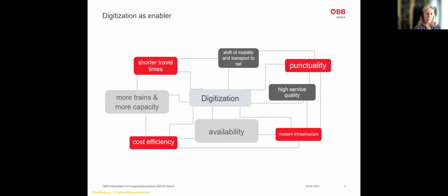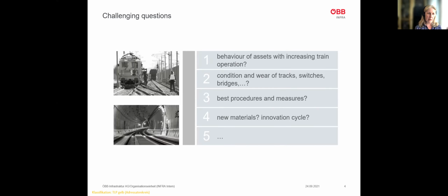And of course, within this very complex railway infrastructure system, there are several dimensions. For example, train operation, asset management, and energy demand, among others. But for today, I will focus on some parts of asset management, of course. So here you can see some basic questions of infrastructure managers.